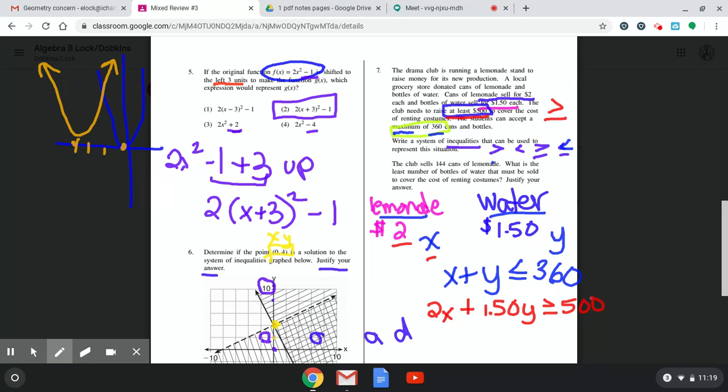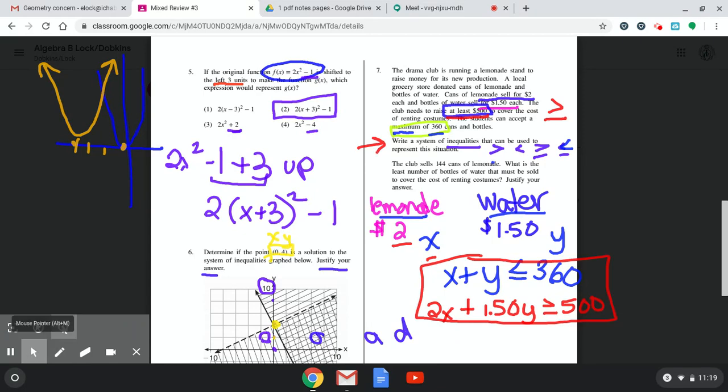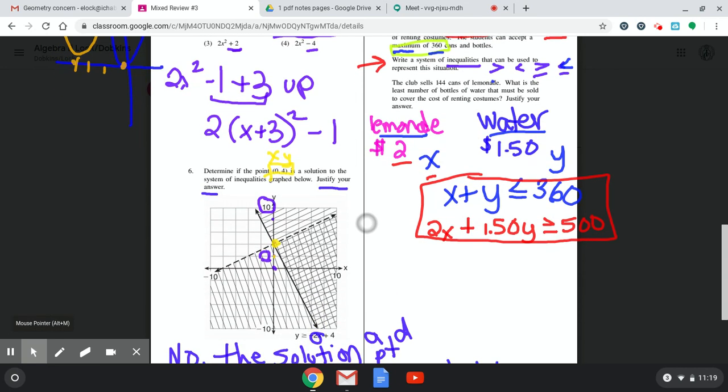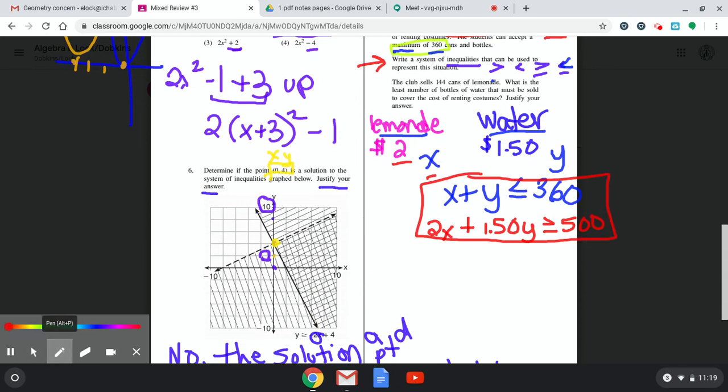So that gains you those two equations. That system of equations is what the first part of the question was asking for. So if this was a 4-point question, that alone would get you 2 of your 4 points. From here, I'm going to shift up my page a little. Now that I have those equations, I'm going to answer the second half of this question.